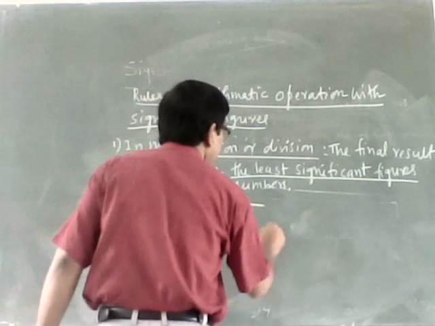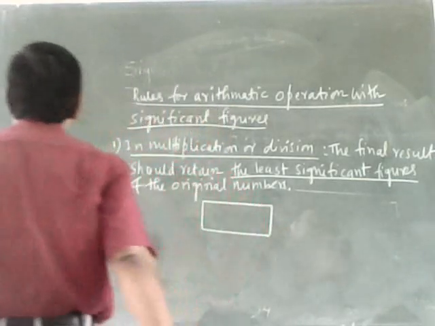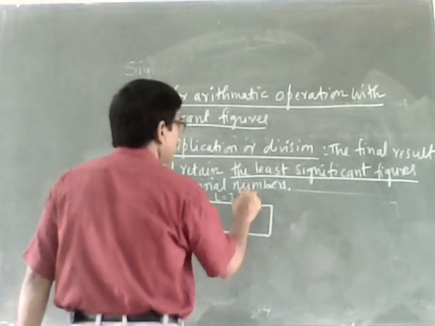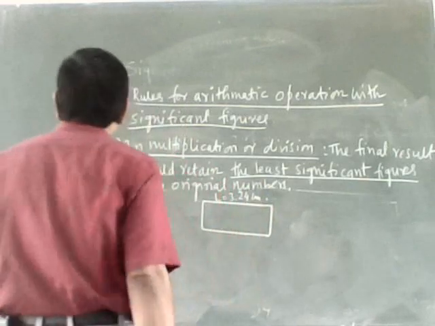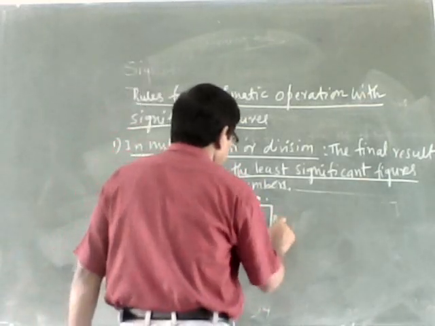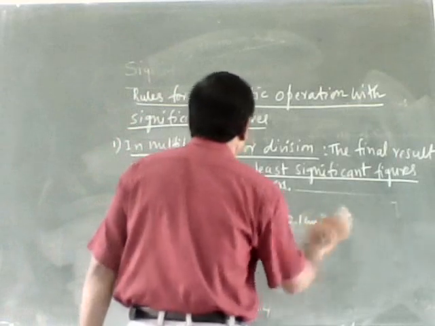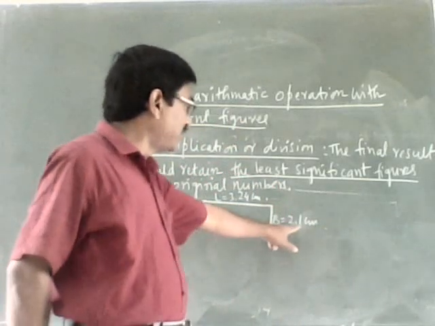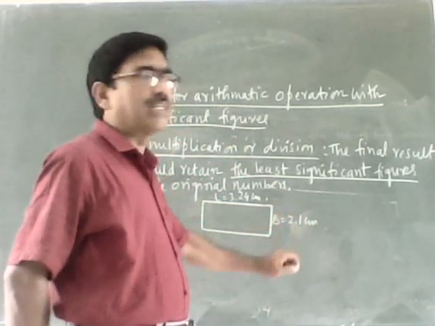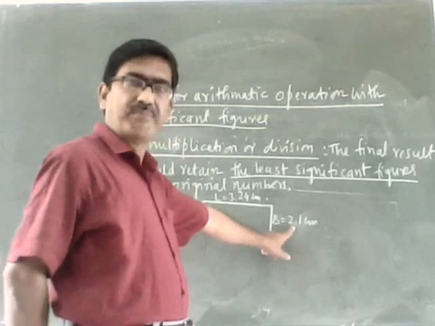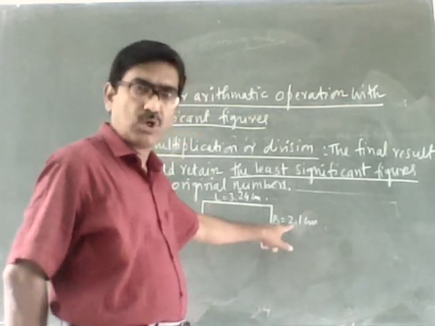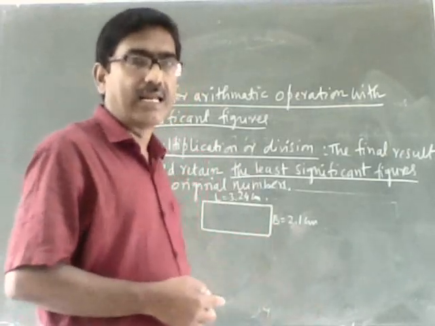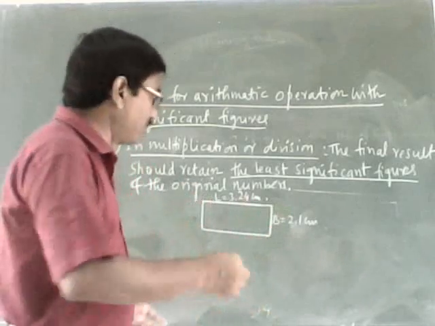For example, suppose this is a rectangle whose length is 3.24 centimeter and breadth is 2.1 centimeter. How many significant figures are here? 3. Here? 2. So the least significant figure is in the breadth, 2.1, which has 2 significant figures. If it is asked to calculate the area of this rectangle, what will be the final result? That we have to see.